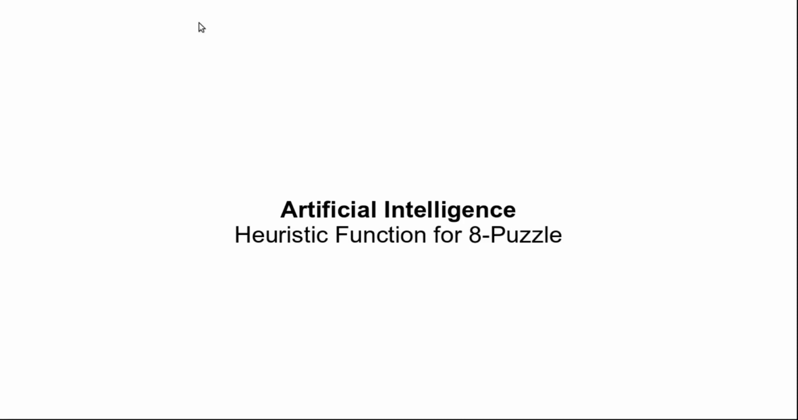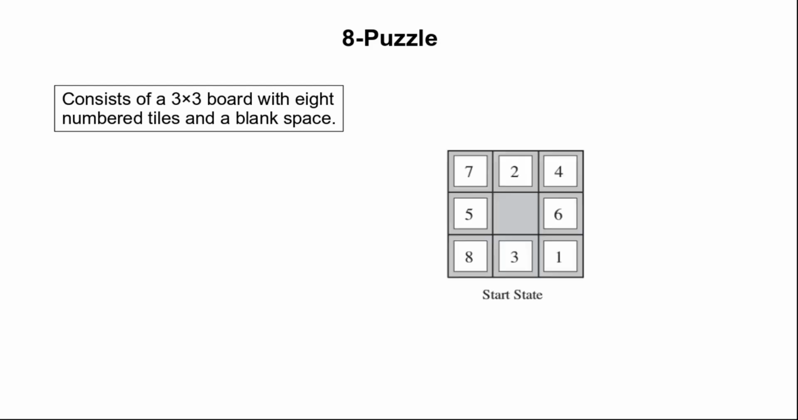In today's class, we will talk about the 8 puzzle and heuristic functions to solve the 8 puzzle problem. The 8 puzzle problem consists of a 3 by 3 board with 8 numbered tiles and a blank space. The diagram here shows one possible configuration for the 8 puzzle problem. It shows that we have a 3 by 3 board and we have the tiles from 1 up to 8, and we also have a blank space at the center.